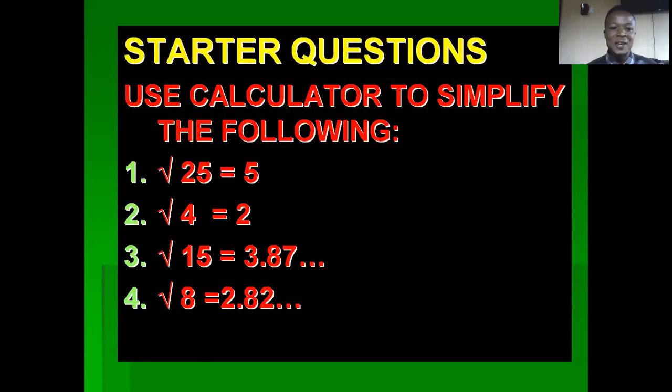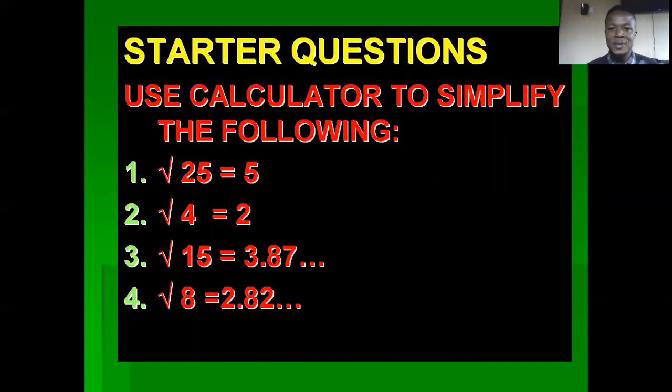All right. Now, with your calculator, you find out that the square root of 25 will give us 5. No remainder at all. There is no point. It will give us just a whole number. When you get the square root of 4, you will get 2 from your calculator, a whole number, no decimal at all. Also, I want you to get the square root of 15. Your calculator will give you repeated values like 3.87 dot dot dot, and so many of them are repeated. Also, square root of 8 gives us 2.82 dot dot dot, a lot of repetition.